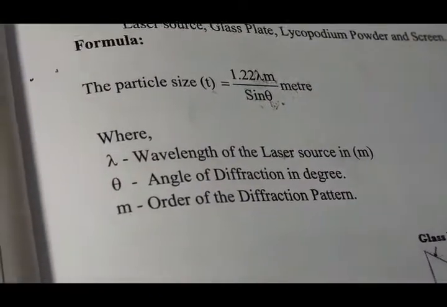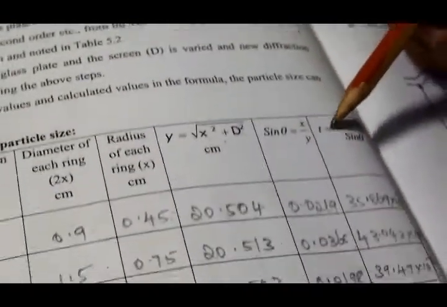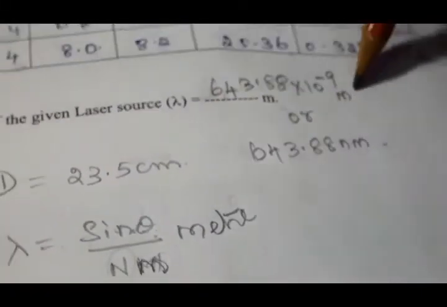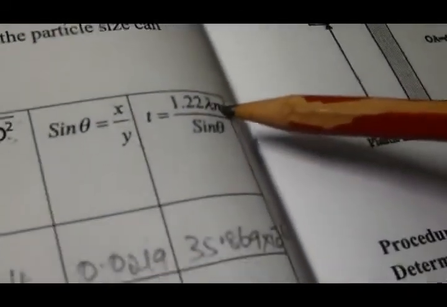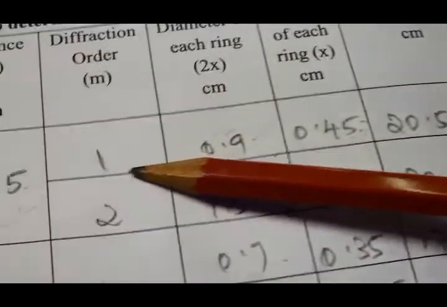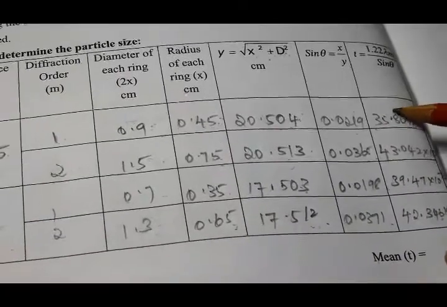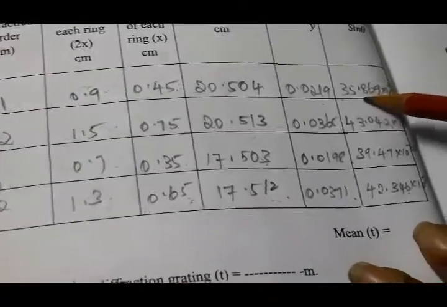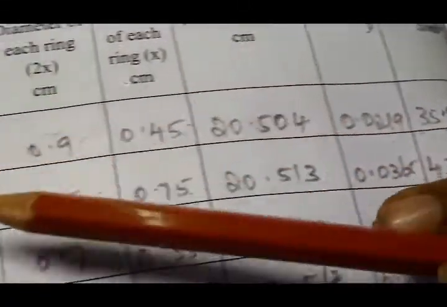After substituting those data in this formula, T is equal to 1.22, lambda is 643.88 into 10 power minus 9 meter. M is the order. We are doing it for first order, so m is 1, and sin theta is 0.0219. In that way we arrived at 35.869 into 10 power minus 6 meter. That means 35 micrometer is the particle size for order 1 and distance 20.5.